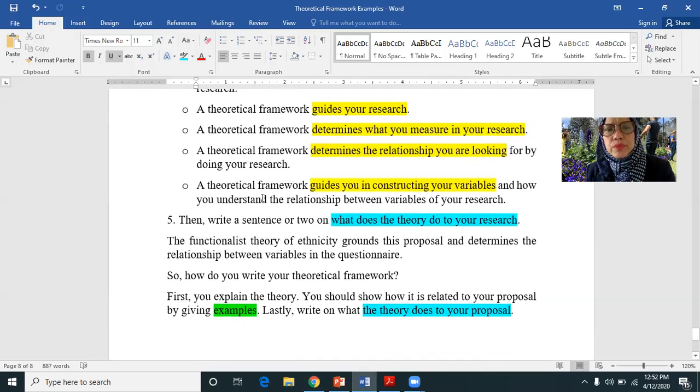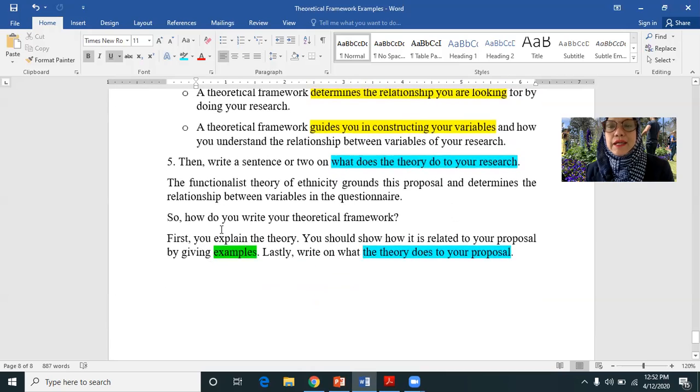Then what I will do is, apart from relating the theory to the present situation in Malaysia, I will write a sentence or two on what the theory does to my research. For example, I can say that the functionalist theory of ethnicity grounds this proposal and determines the relationship between variables in the questionnaire.